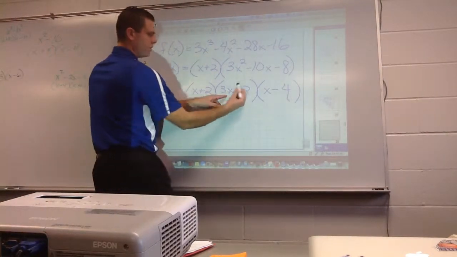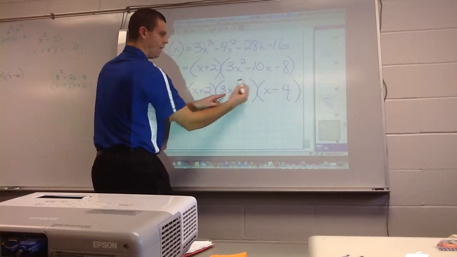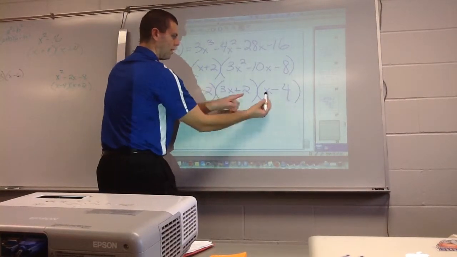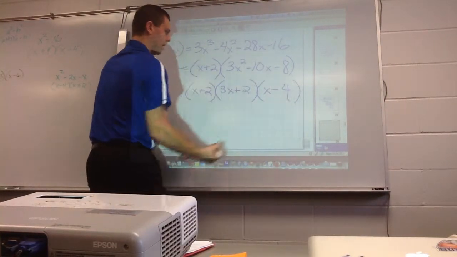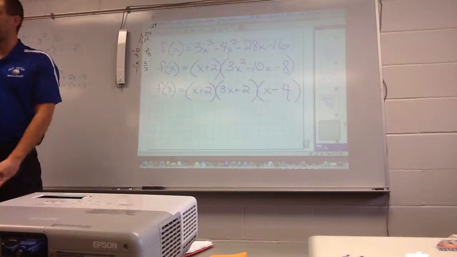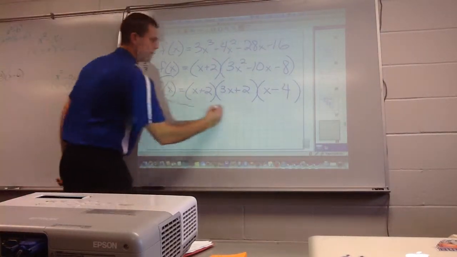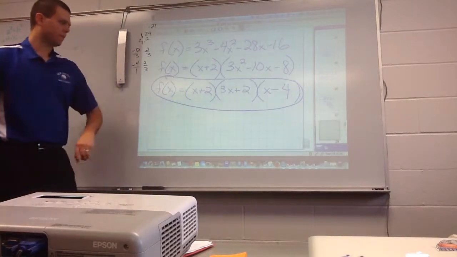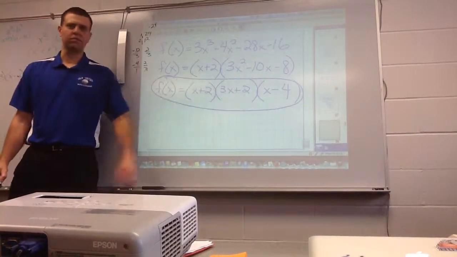Not quite sure, double check your work by FOILing it back out. 3x squared minus 12x plus 2x gives me that, and then minus 8. Can I factor it any further? Nope, you're done. Now it's factored. Go ahead and stop it.